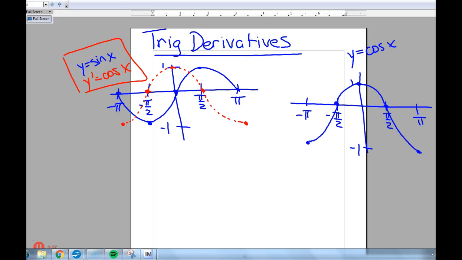Let's look at the slope. What is the slope right there? That levels off, right? So that's 0. The steepest it ever gets is 1. So that slope is 1. What's the slope right at x equals 0? 0. Slope here? Negative 1. And then 0.